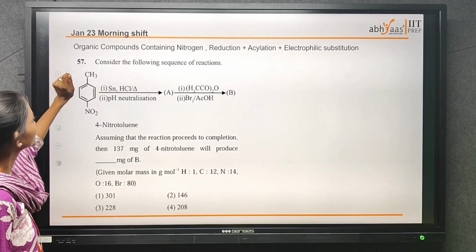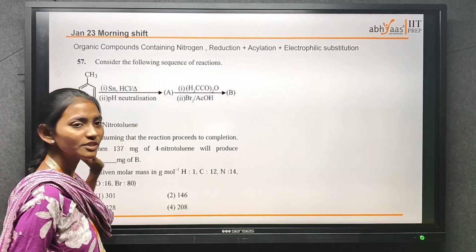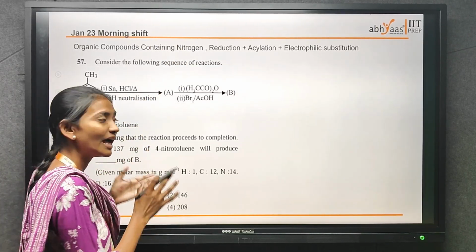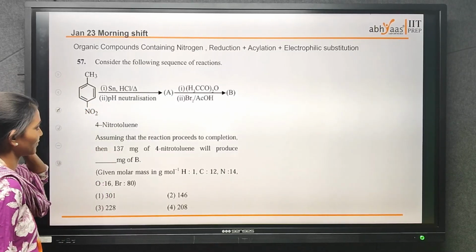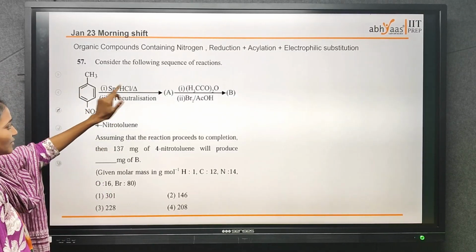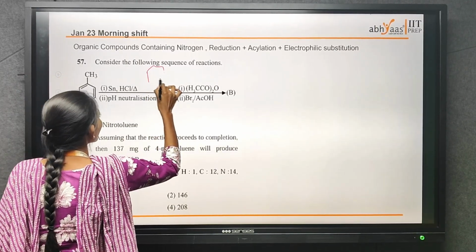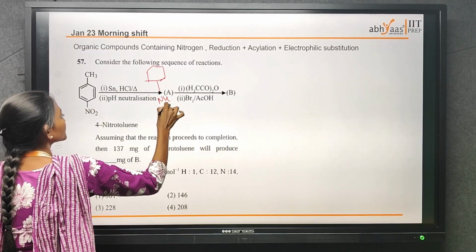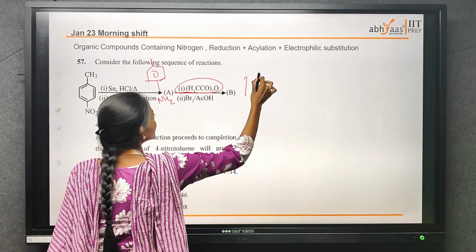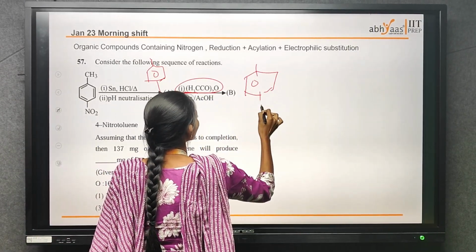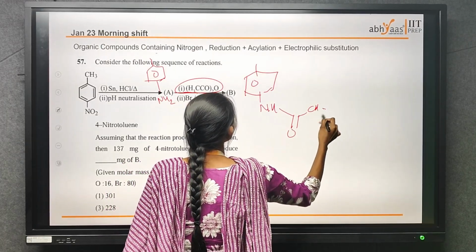Moving on to the next question, this question is from nitrogen compounds. We need to observe the reagents and where they are going to work. That way we can answer easily. Here they have given nitrobenzene upon Sn/HCl. Here reduction is happening, so you get NH2, right? Upon doing acylation, what happens here? Acylation means you will get NH-C(=O)CH3, right?